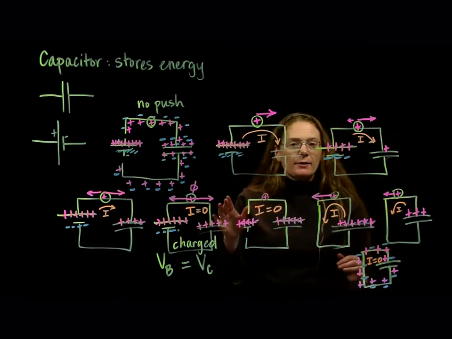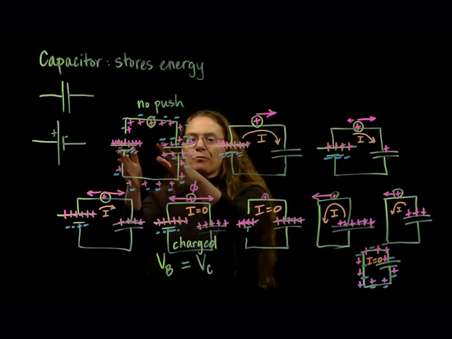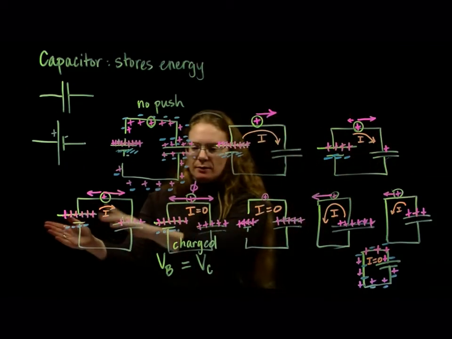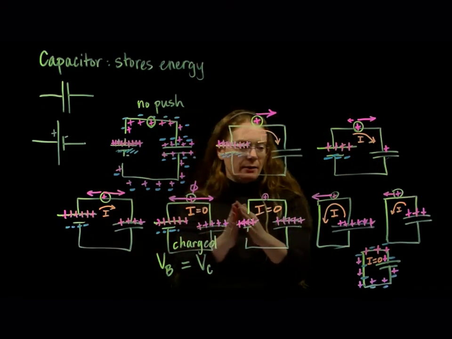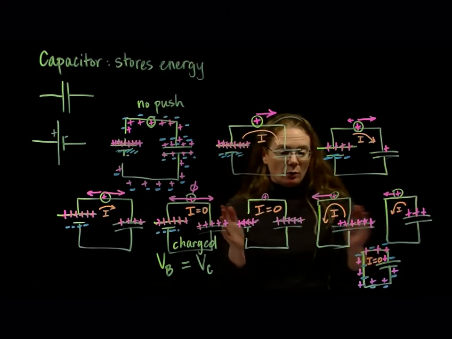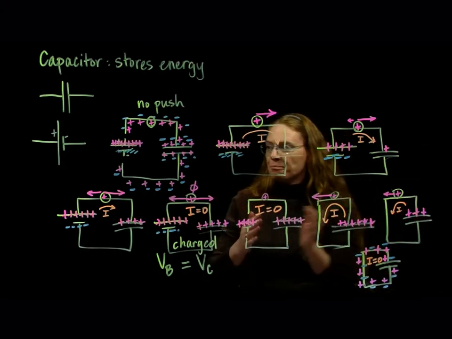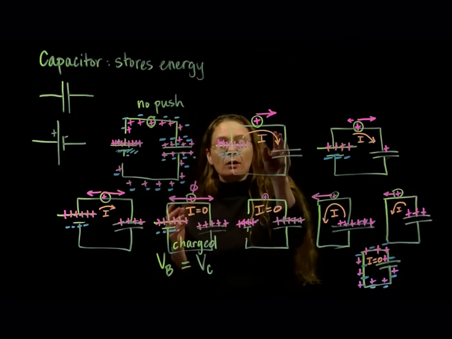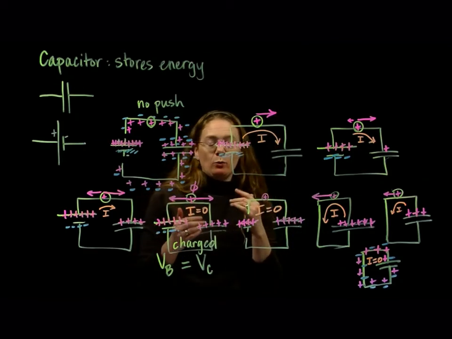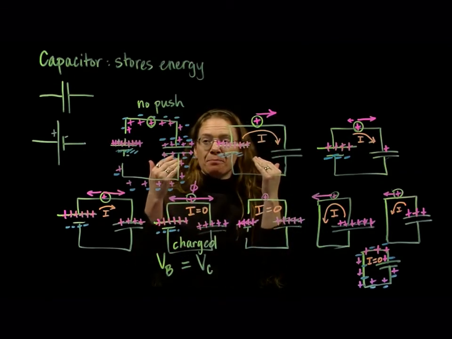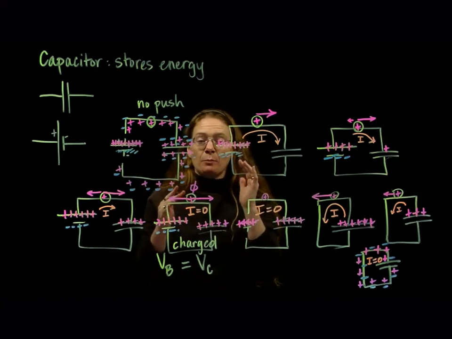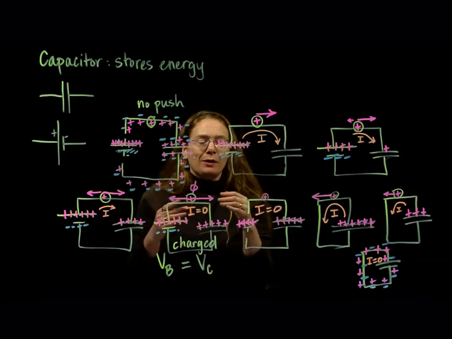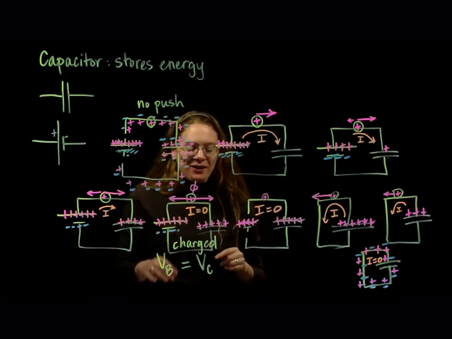So this is the process of taking a capacitor, charging it up until we get to this point, and then this process is called discharging. So we've got discharging the capacitor here. Now if you think about the current, it is one way that we can conceptualize the bulb brightness.